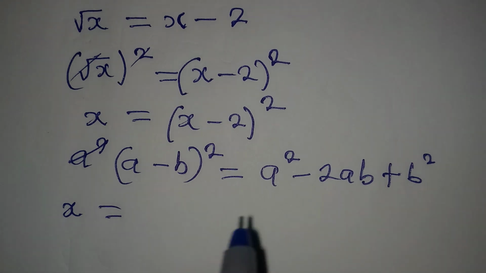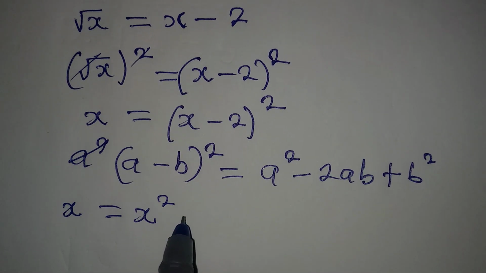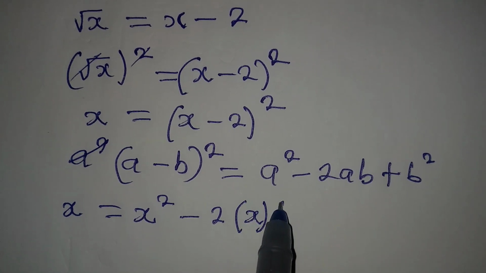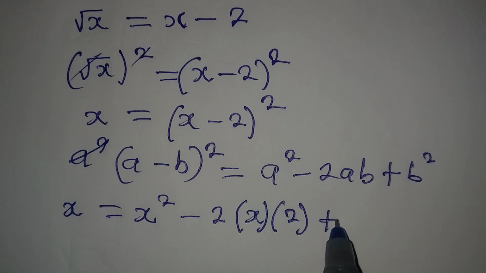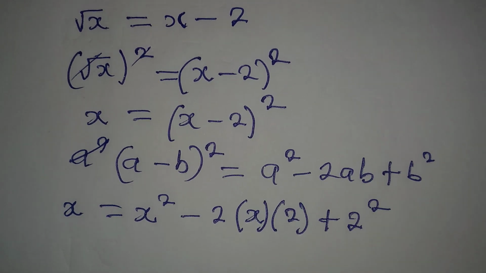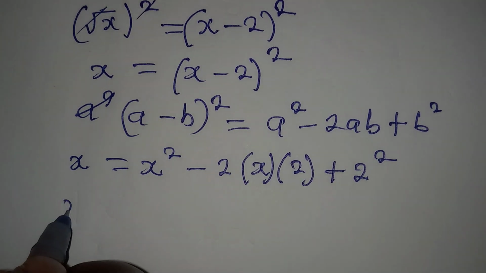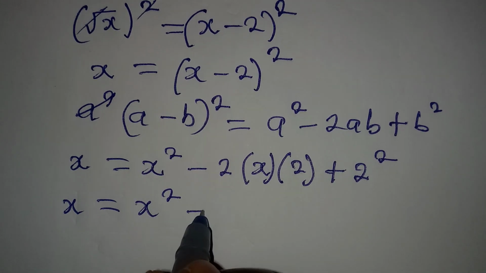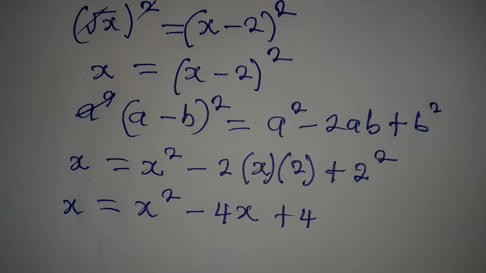x to be equal to our a is x, meaning that we have x squared minus 2 times a, which is x, times b, which is 2, then plus b squared, which would now be 2 squared. And then from here, x will be equal to x squared minus 4x plus 4.